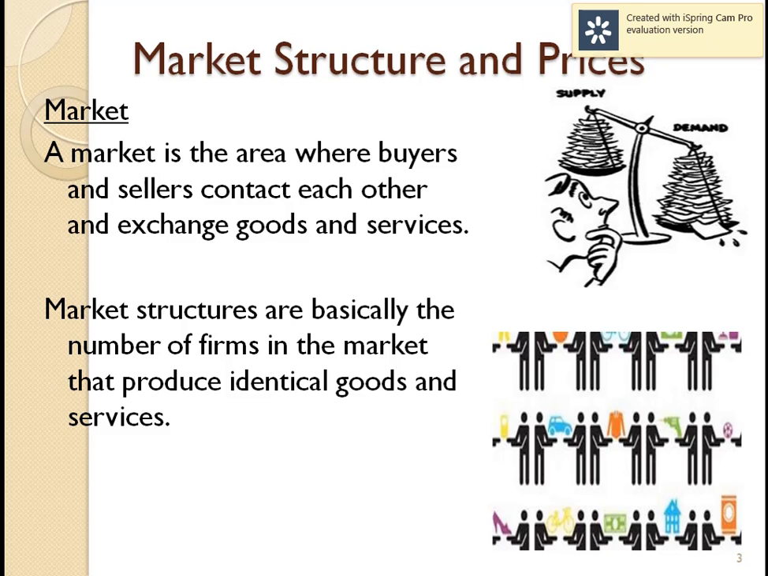But now there will be nothing called a geographical place because online selling and exchanging of goods is also happening. So market structure is basically the number of firms in the market that produce identical goods and services. When a number of firms produce the same kind of goods, that will be called market structures.